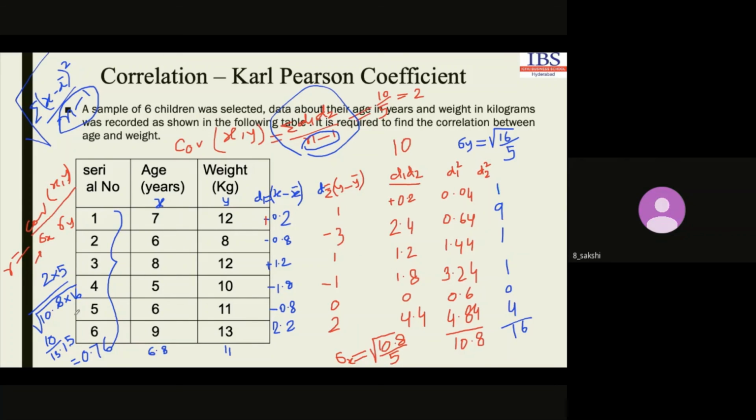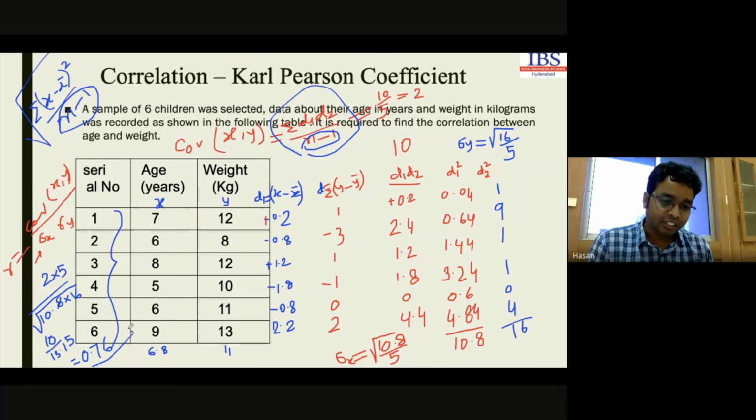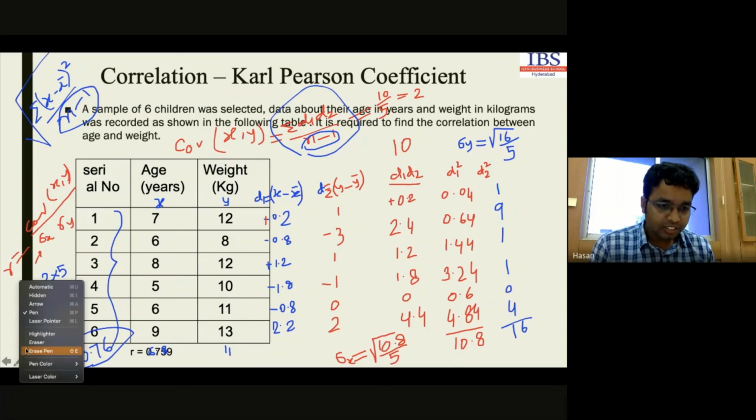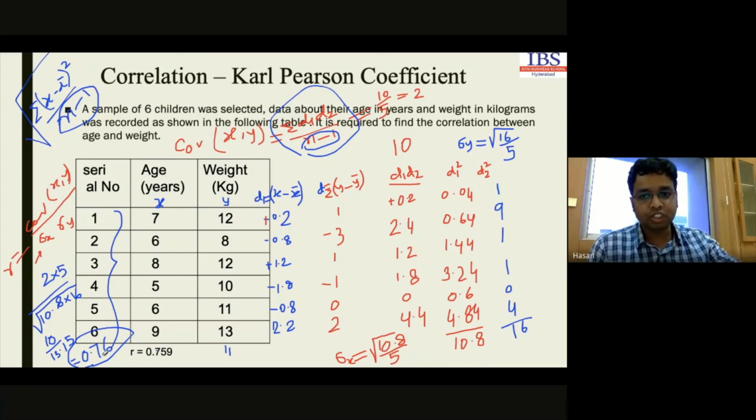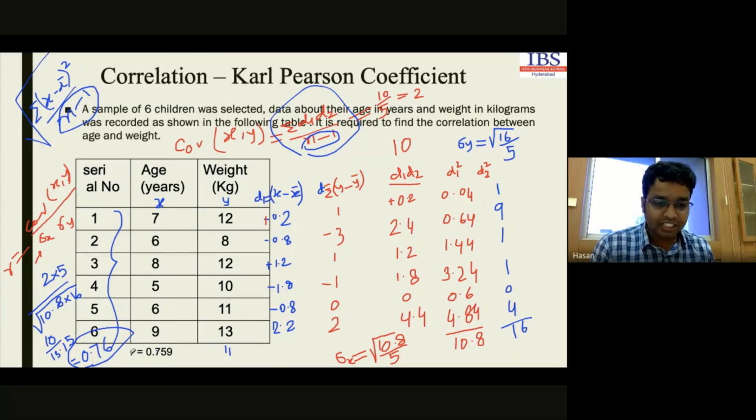Sir, what is the answer for this question? Final answer, 7-6, this one. It is mentioned here. Look, 0.759. It is in decimal points, so there may be differences. This 0.759 is the answer, and we got 0.76. It is varied due to the use of decimal points. So this is nearly equal.